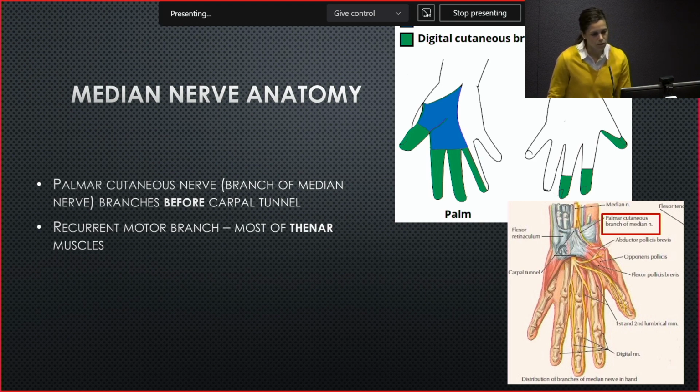After the median nerve goes through the carpal tunnel, it has the recurrent motor branch, which goes to innervate most of the thenar muscles except for one. And then the remaining branches of the median nerve will innervate the index and middle finger lumbricals, which assist with metacarpophalangeal joint flexion and interphalangeal joint extension, and then sensory innervation to the radial 3.5 digits. Dorsally, it'll innervate to about the PIP joints of those same fingers.